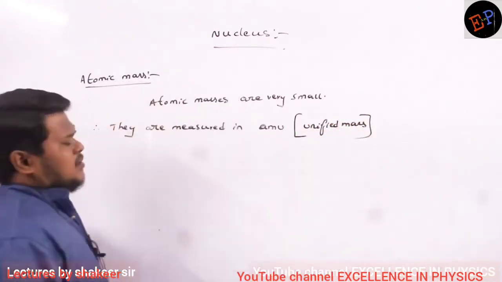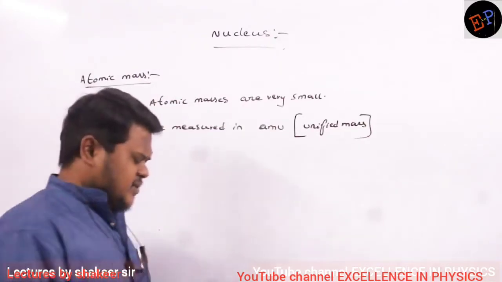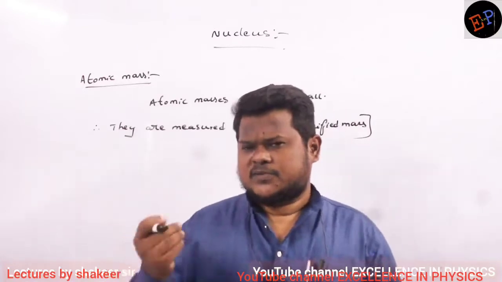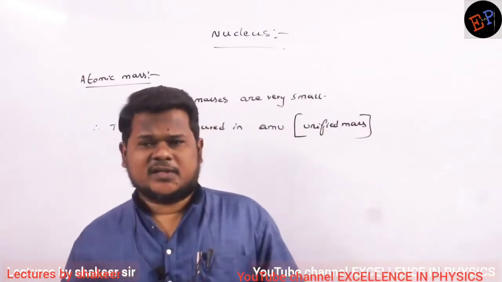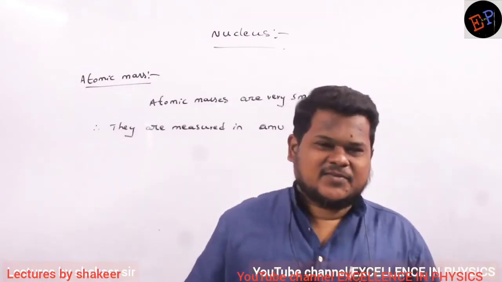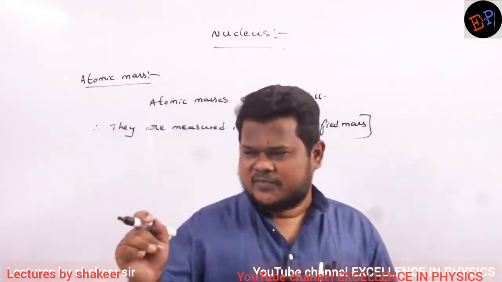So, for example, if I want to calculate the mass of a proton, it's a very small value. You cannot measure it in grams or kgs. Measuring in grams or kgs is very difficult. Clear? So we measure the masses in atomic mass units, which are very small units.